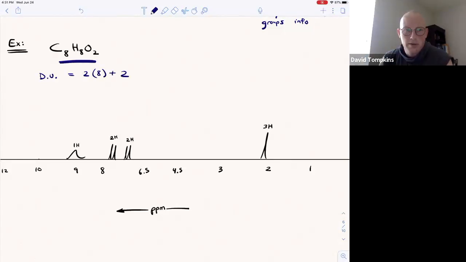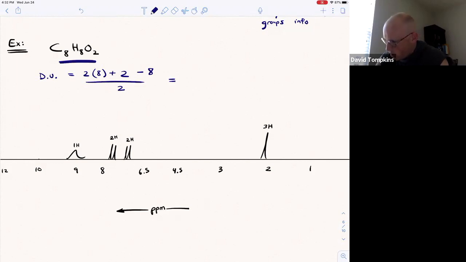So with 8 carbons, we expect 18 hydrogens if it's fully saturated. There are only 8 hydrogens actually there, so we subtract 8. And then oxygen does not affect the formula. You divide by 2. For every 2 protons you pull off, you make 1 pi bond or 1 ring.